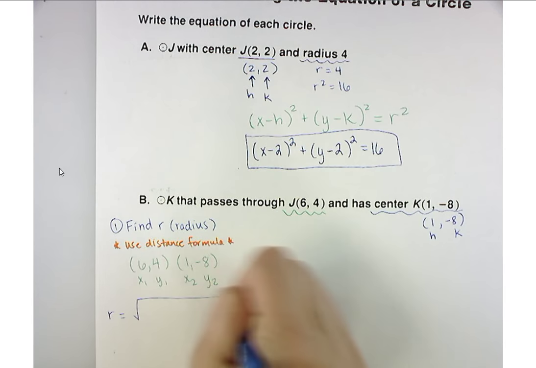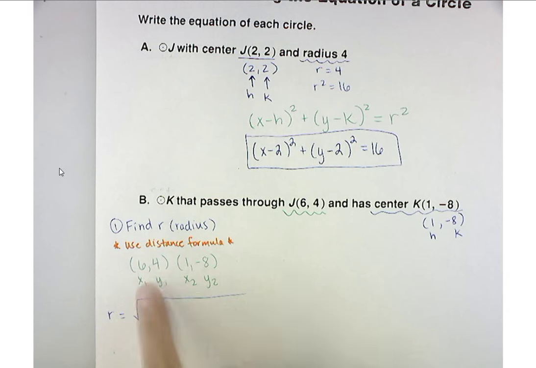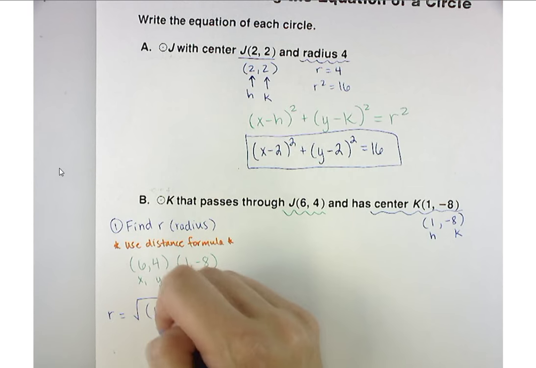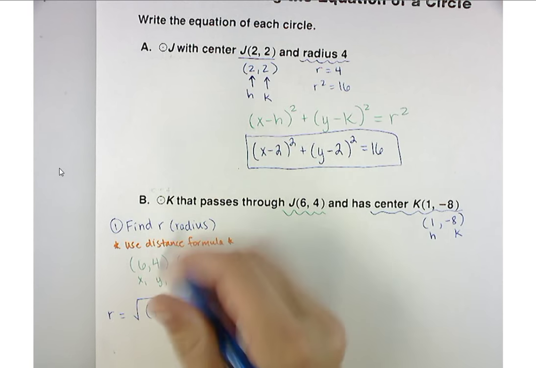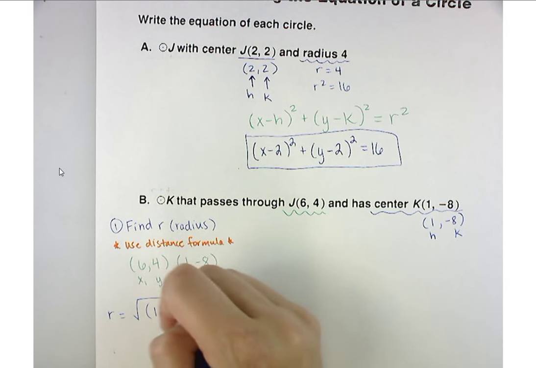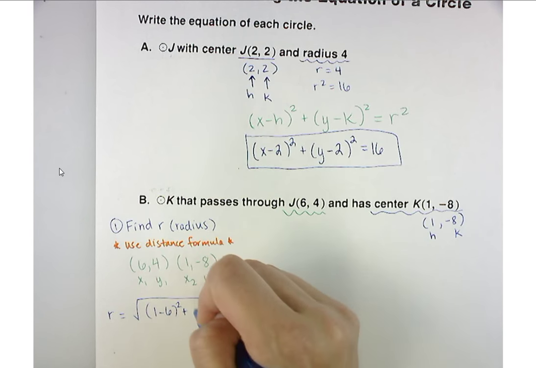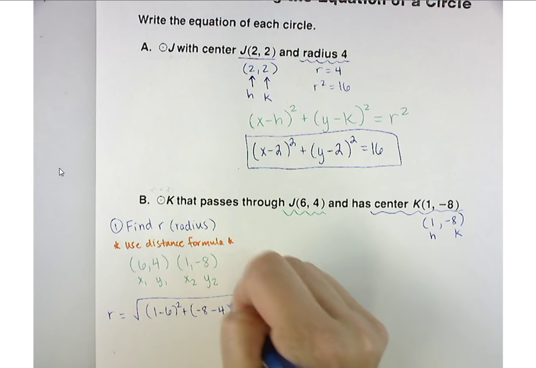Yep, you're going to do x2 minus x1. And really, you could also do x1 minus x2. You just have to keep it that way. So 1 minus 6 squared plus negative 8 minus 4 squared.